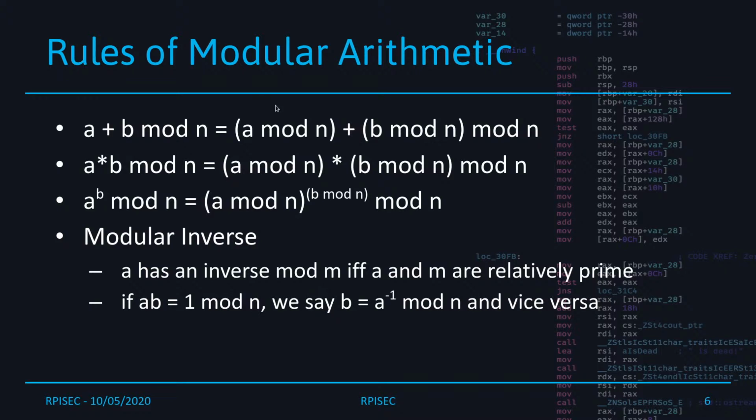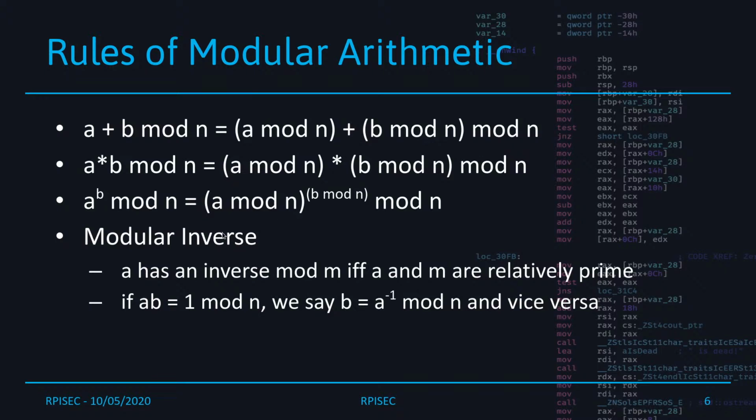And actually, it's more useful if you're doing exponentiation. So you see on this line, if you take a to the power b mod n, this is called modular exponentiation, then you can take each operand modulo n, and the resulting computation will be much easier.